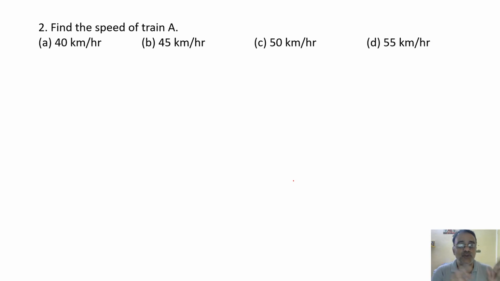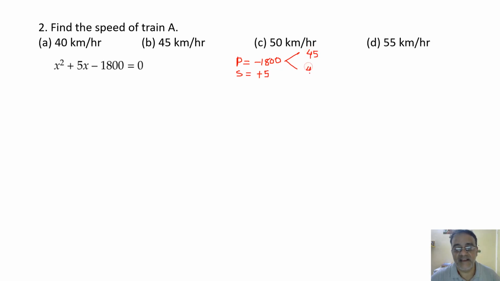The next question, find the speed of train A. So that means we have to solve that quadratic equation, right? So here the product is minus 1800, okay, and the sum is plus 5. So 1800 का दो फैक्टर जिसका डिफरेंस 5 होना चाहिए, 45 and 40. So we have to put the sign of sum to the greater number. So plus 45, the other will be negative. So we are going to split plus 5x as plus 45x minus 40x. This is clear? Yes, sir.